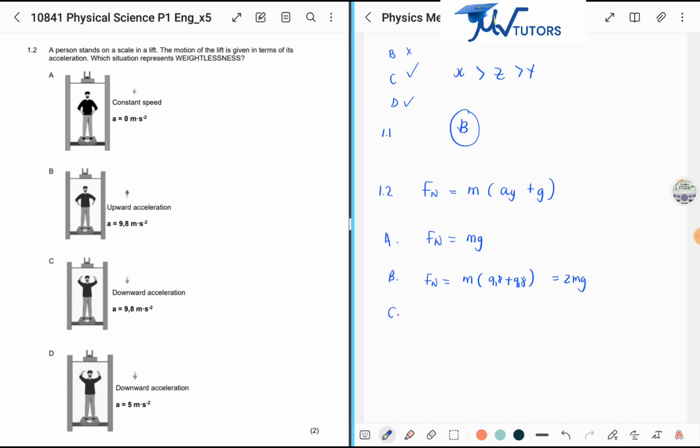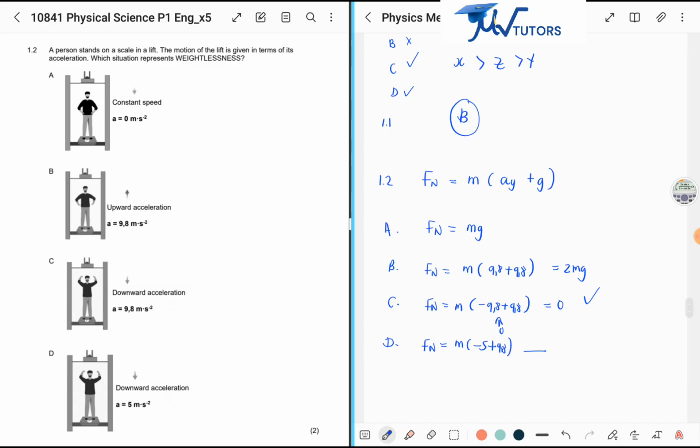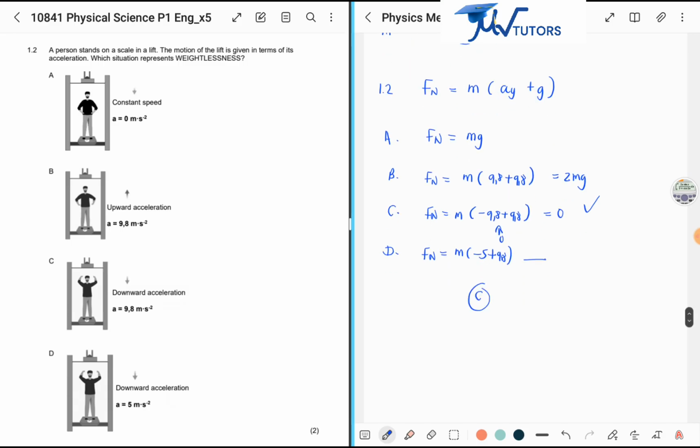And if I look at C, downward acceleration, same thing. But now the acceleration is negative. So here we have 0. Basically, there we have our weightlessness. But let's just check D. Downward acceleration of 5. We have minus 5 plus 9.8. It will be equal to some answer. But basically, C is the correct answer over here.